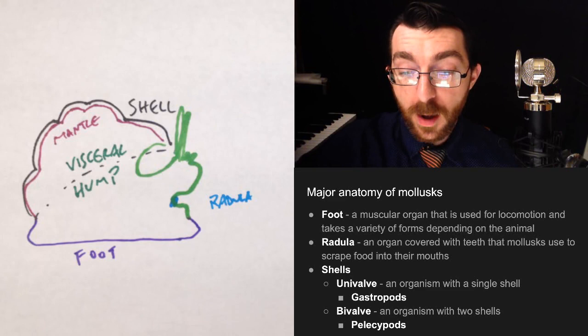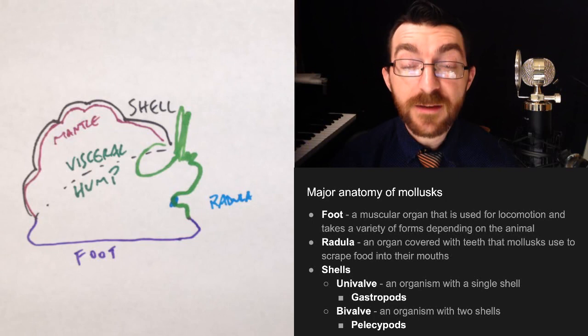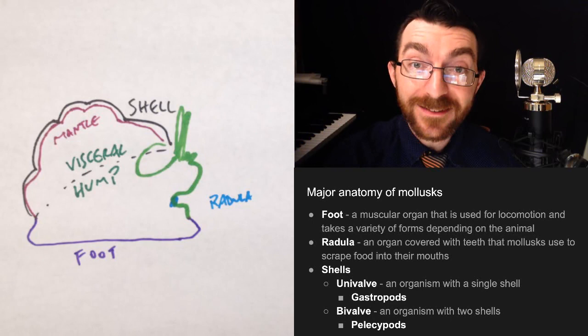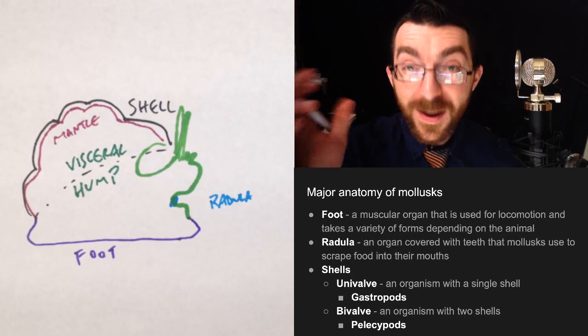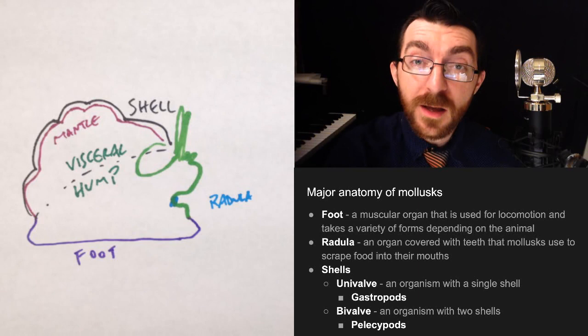Now, under the category of univalve, it's gastropod. And I want to just break down that word for you. Gastro refers to stomach, like gastric acid is like your stomach juices. Then pod is like foot, like podiatrist is a foot doctor. So gastropod means stomach foot. I mean, look, its belly is its foot.